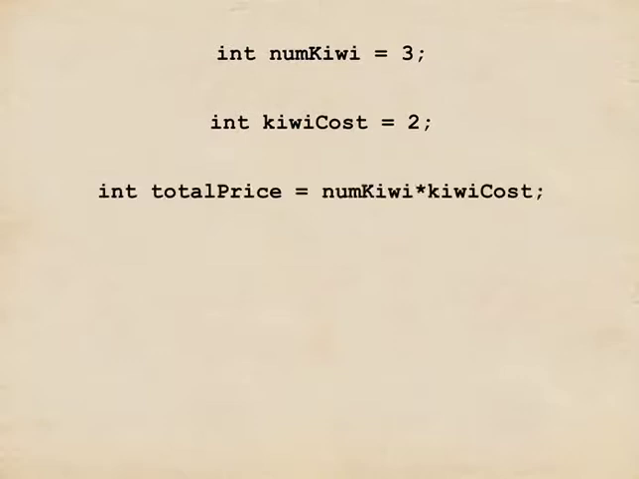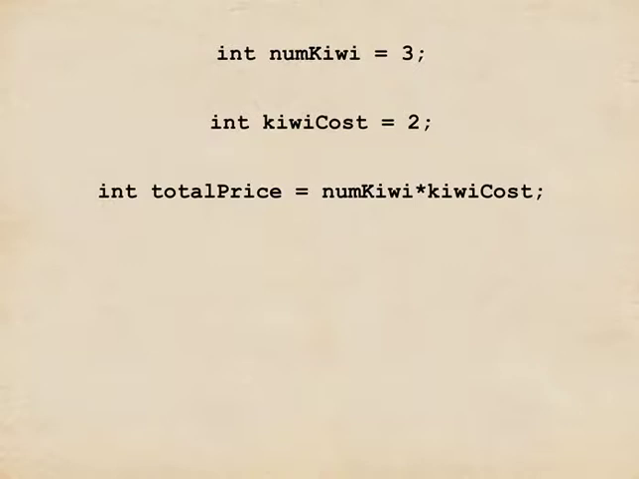How much are we going to sell them for? Let's say $2 each. They're very expensive kiwi fruit. If someone walked in and said, I want to buy out your entire inventory, the cost to them would be the total price of the number of kiwis times the price per kiwi. In this case, it would be 3 times 2, or $6 to buy out our fruit stand.